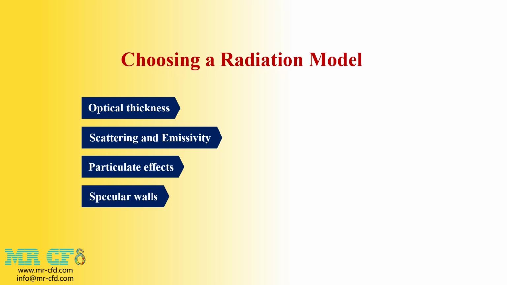And the fourth criterion we check is the presence of mirror walls. The meaning of the mirror state is that when the radiation beam reaches the surface of the desired wall, its reflection is only in one direction and at the same angle as the incoming radiation. Among the radiation methods, only the DO radiation model allows specular reflection, like smooth mirrors.